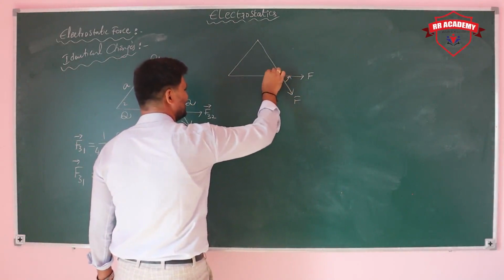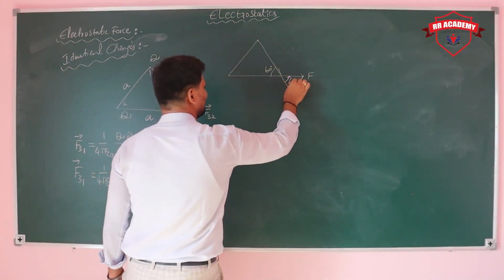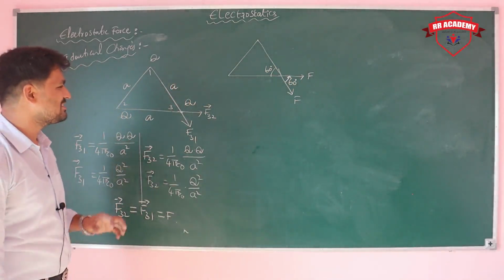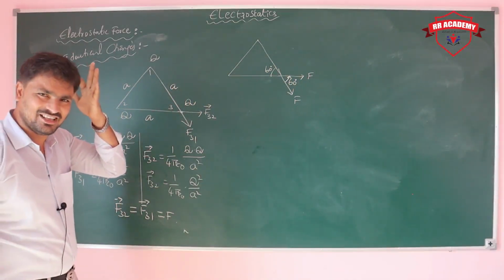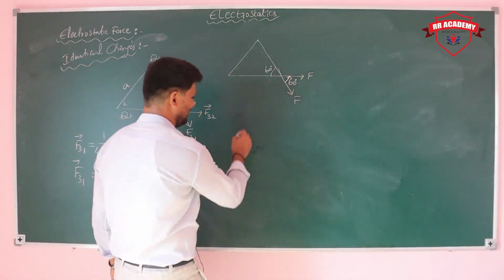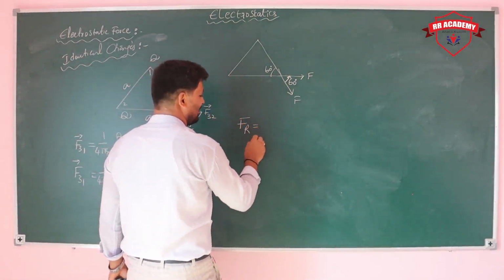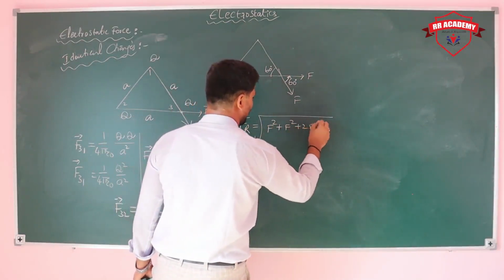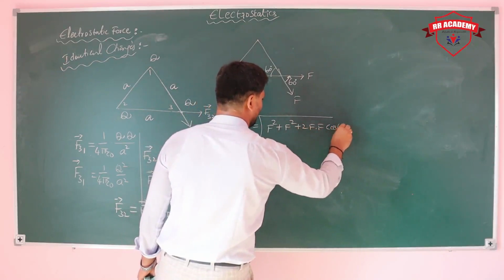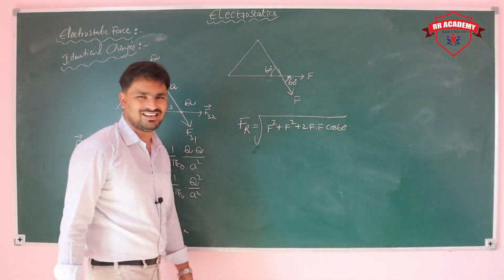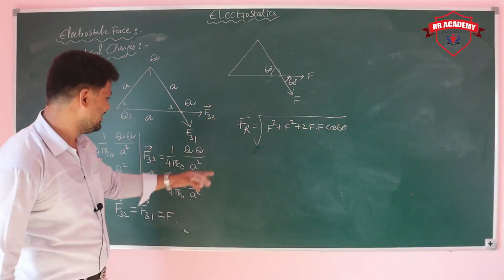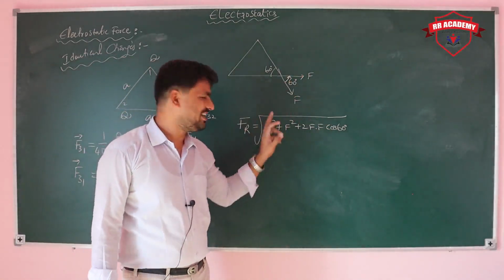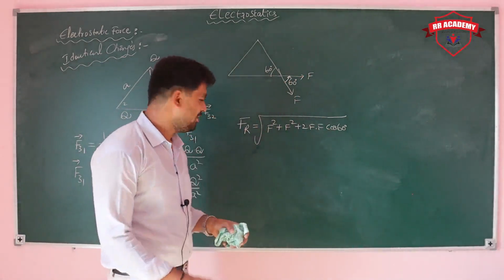How much is this? 60. Then this is also 60, and that is also 60. Now the angle between the two forces is 60. Then what about the magnitude of the resultant vector? The magnitude of the resultant vector is under root F square plus 2F into F cos theta, cos 60. The formula for the magnitude of the resultant vector is under root a square plus b square plus 2ab cos theta.